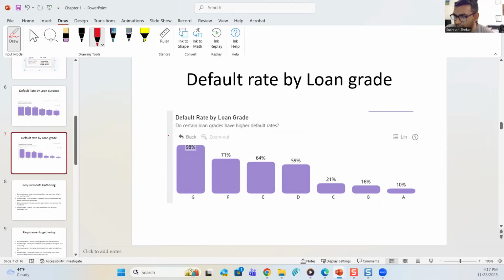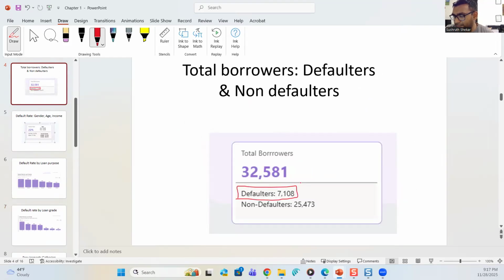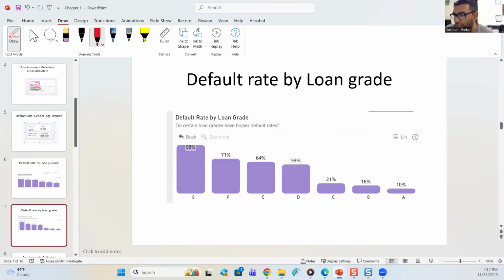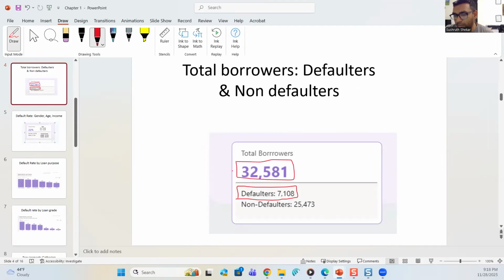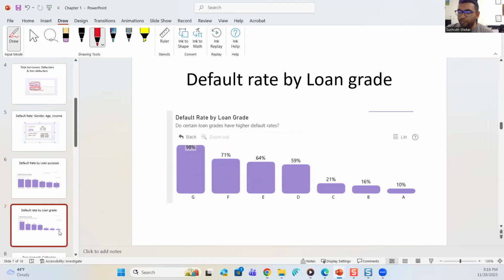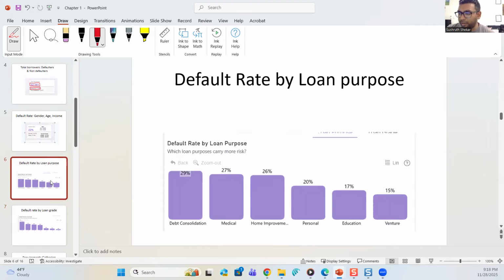For this, they are not looking into the 7,108. They are looking into the total borrowers number. So this default rate by loan grade is based on the entire total borrowers, and it's just giving a probability that if it's an A grade loan, there are few defaulters. If it's a G grade loan, which is a very low grade, the number of defaulters is high. So that's what it's trying to convey. You get the picture from an IT perspective.